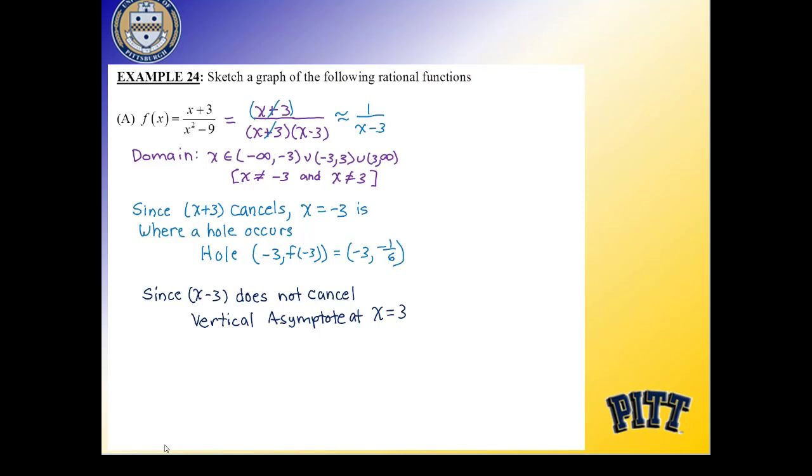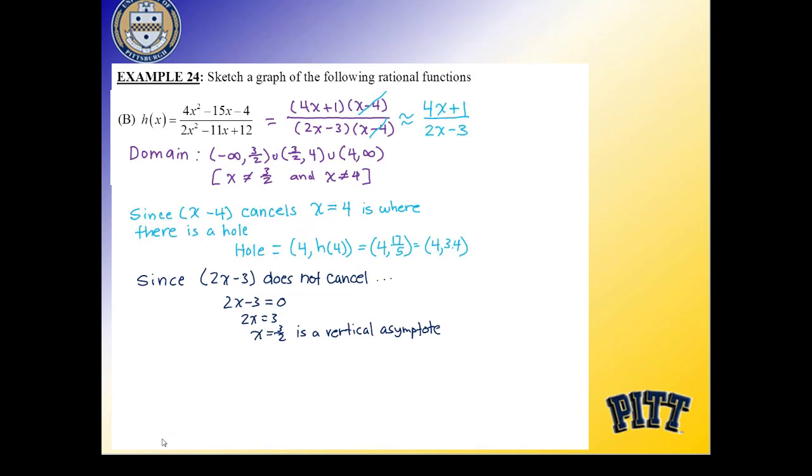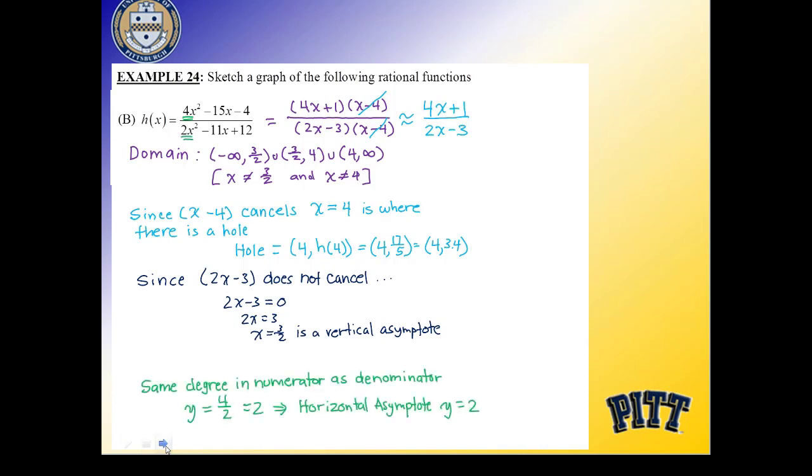So for A, we got this far with our vertical information. I'm going to look back at the original function when it wasn't factored. And if I look at this, my degree in the numerator is 1. My degree in the denominator is 2. So I have a higher degree in the denominator. Because of that, the horizontal asymptote is going to be at y equals 0. When I look at the original h of x, the highest degree on top was 2, the highest degree on the bottom was 2. Therefore, my horizontal asymptote for this is going to be the ratio of those leading coefficients. So y equals 4 over 2, or 2, so y equals 2 is going to be the horizontal asymptote.